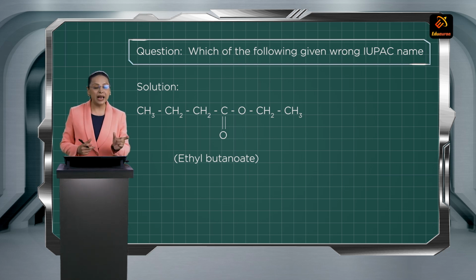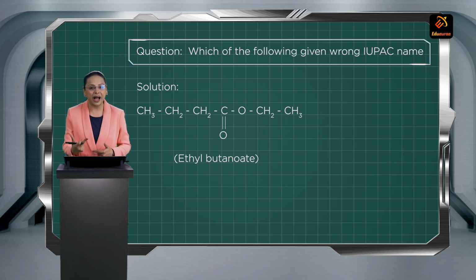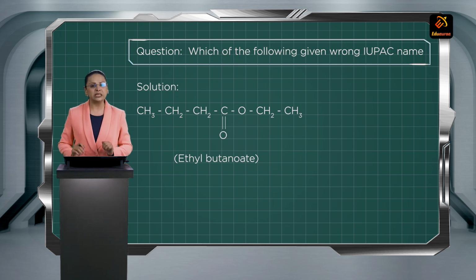It is alkyl alkanoate. And how do we give this name? The group which is attached with the oxygen is called alkyl. Here I can clearly see that ethyl is attached with the oxygen, so the name will be ethyl. And how many carbons are there on the other side? There are in total 4 carbons. So we will say ethyl butanoate, and that's exactly what they have given us. So this naming is correct.